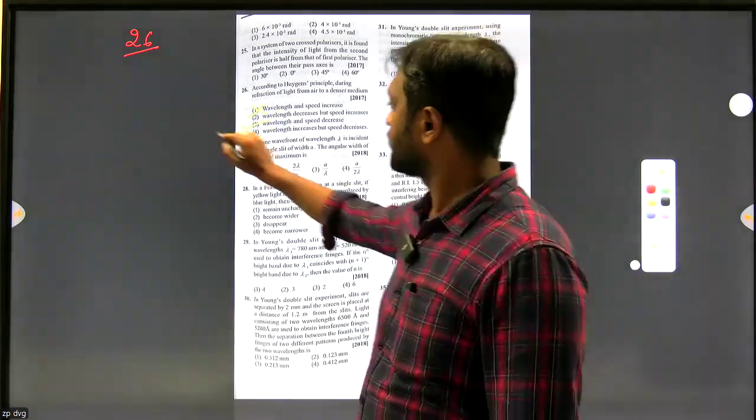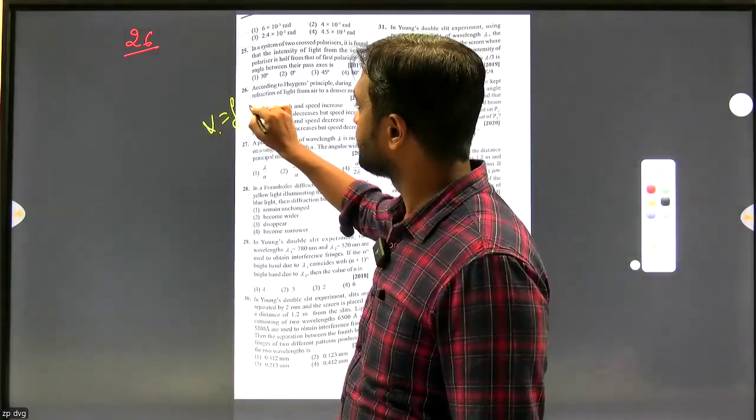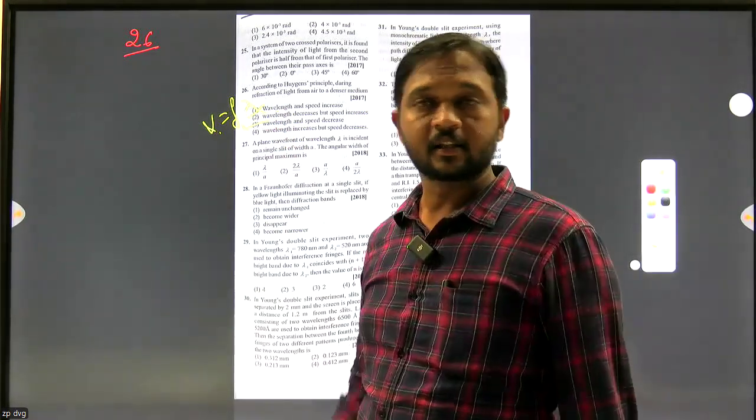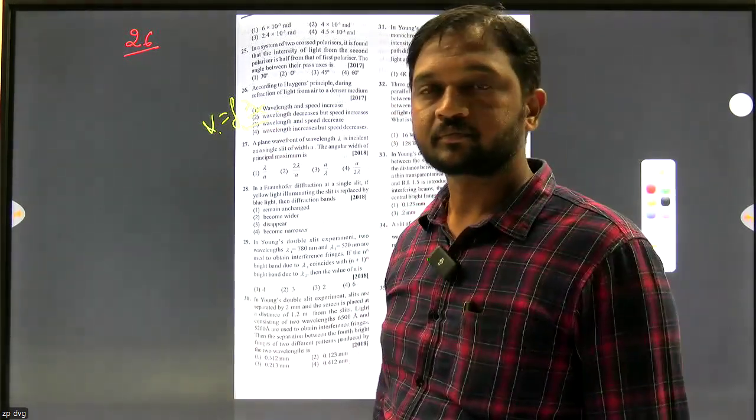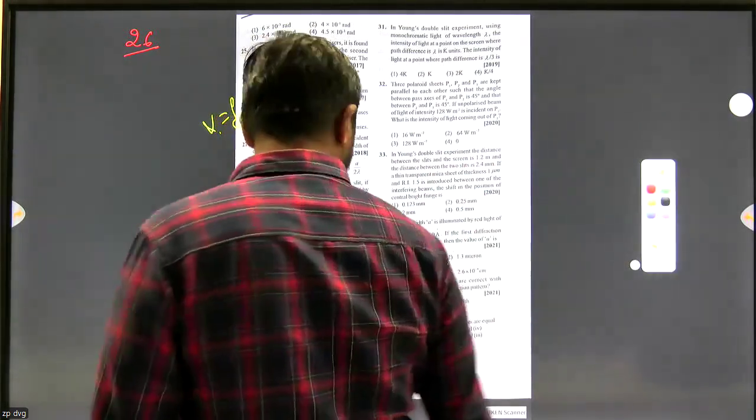That is because v equals f lambda. If speed decreases, wavelength also decreases. Is it clear?